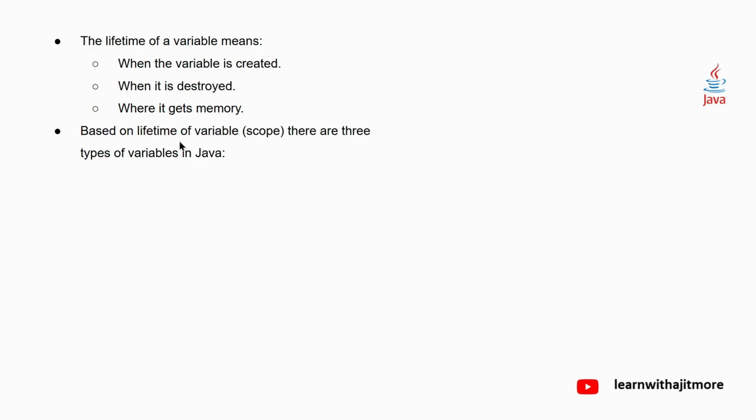So see here, based on lifetime of variable, that is the scope, there are three types of variables in Java. One is the local variable, instance variable, and static variable. Nothing other than that. Remember, in Java, you cannot have a variable other than these three. Now we will discuss all three in detail. First one I'm going to talk about is instance variables.